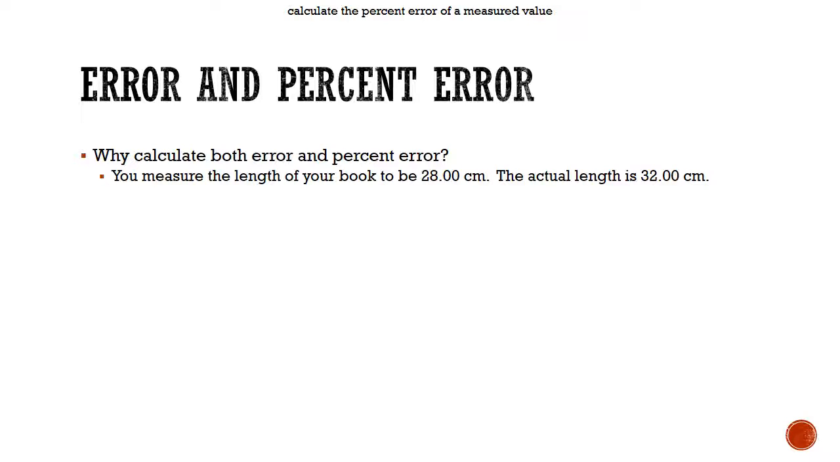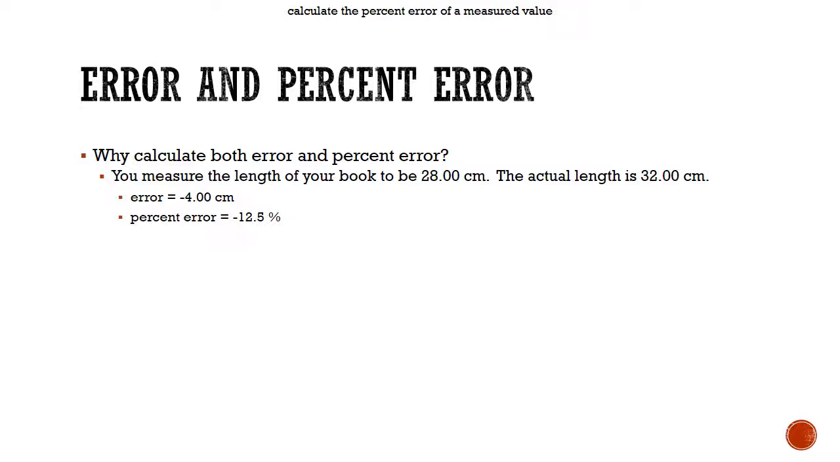Alright, finally here, you might be wondering why we have to calculate both an error and a percent error. Why can't I just do an error and call it good? Because that tells us how much we're off by. Well, here's a good example to help you understand why. Let's say you measure a length of your book to be 28.00 centimeters. The actual length is 32 centimeters. Your error here is negative 4.00 centimeters because you are 4.00 centimeters too short. And then if you calculate the percent error, if you take that divided by the accepted value multiplied by 100, you're off by 12.5%.